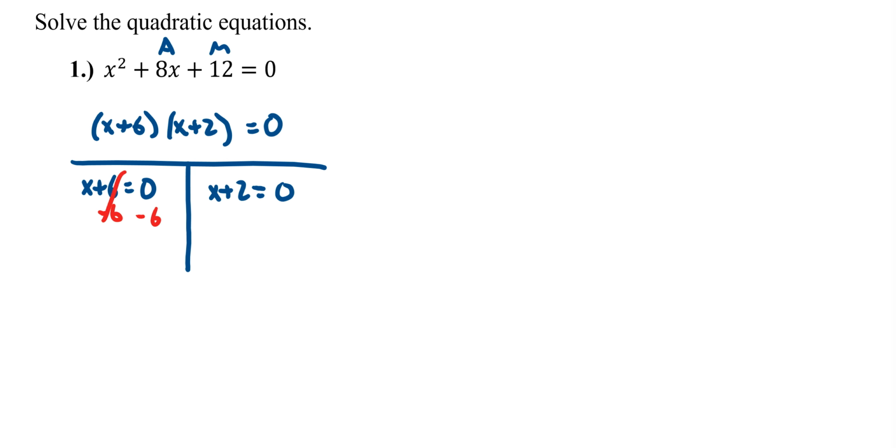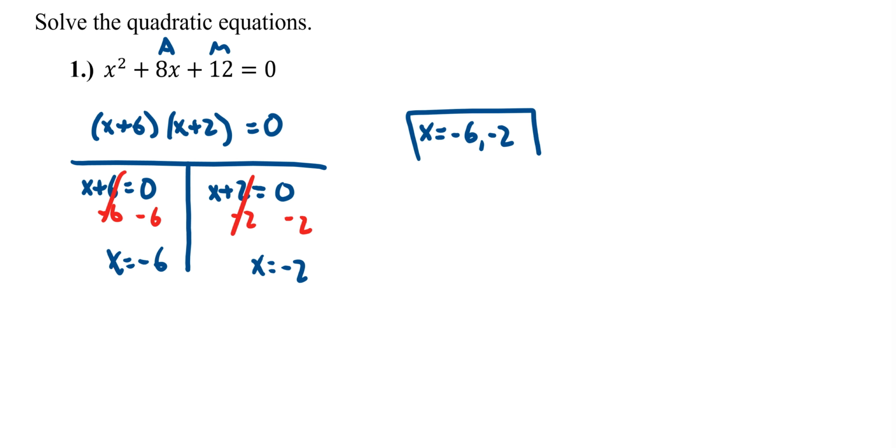Subtract 6 on both sides for the one on the left. We get x equals -6. Subtract 2 on both sides for the one on the right. We get x equals -2. So we get x equals -6 and -2. We get 2 answers for this one. So if you have to show your work like that, that's fine.